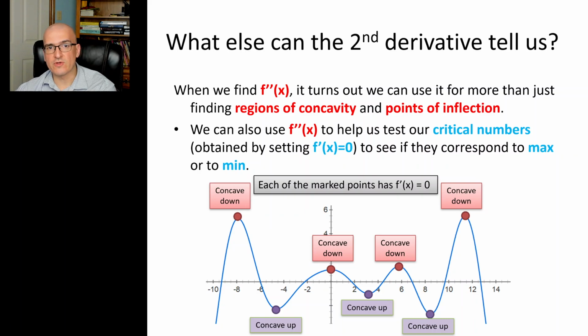The method I'm going to show you is not applicable for those types of max and min. It's only applicable for max and min that come from the first derivative being equal to 0. And it is a beautiful shortcut.